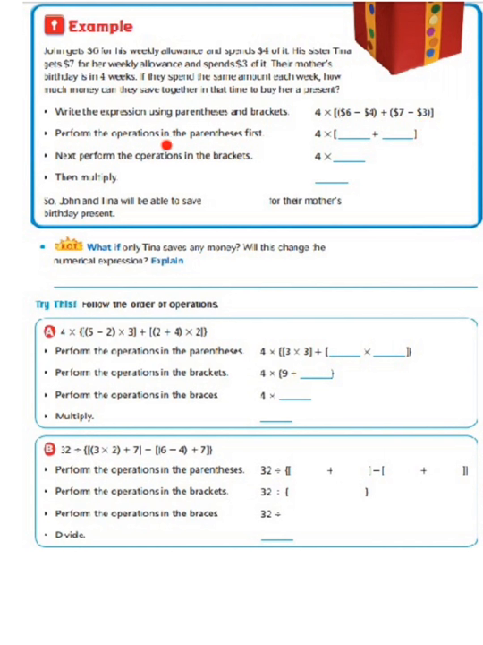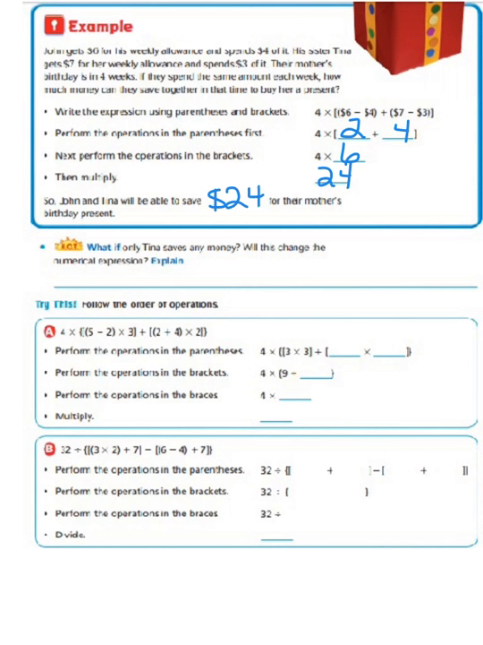It says to perform the operation in the parentheses first. So we're going to go to what's in the parentheses, and we have 6 minus 4 and 7 minus 3. That's what we're going to do first. We know that 6 minus 4 is $2, and 7 minus 3 is $4. Now we need to do what's inside of the brackets. So 2 plus 4 is 6. And then 4 times 6 is 24. So John and Tina will be able to save $24 for their mother's birthday present.